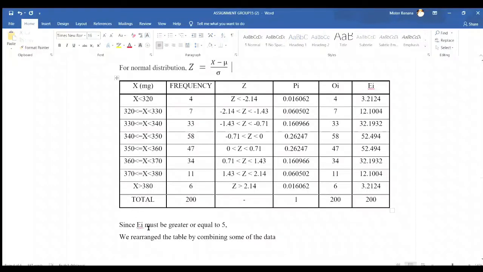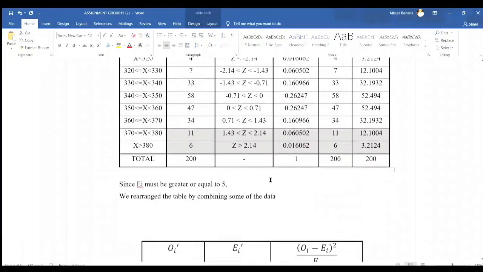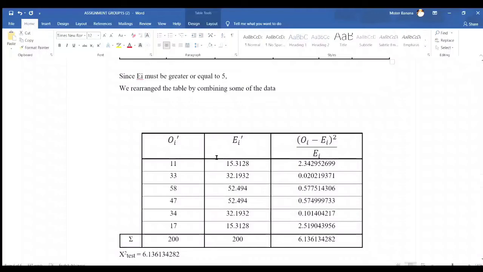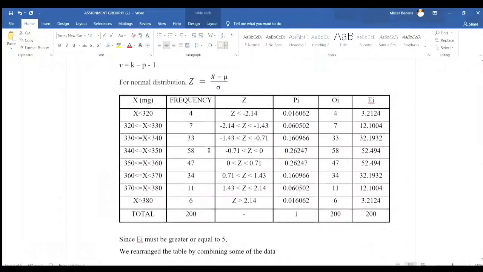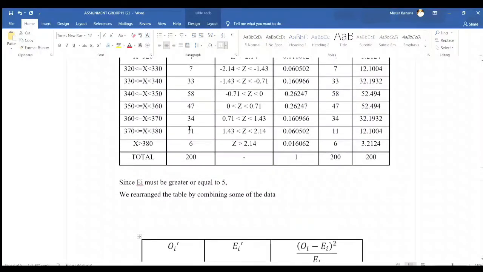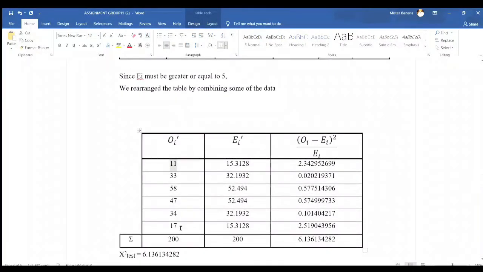Since our Ei must be greater or equal to 5, you can see that here is only 3.2124 and here also the same. So we have to combine these two and these two together. So after we rearrange the table, we get 7 plus 4 equal to 11, and 11 plus 6, 17. Ei also combine.